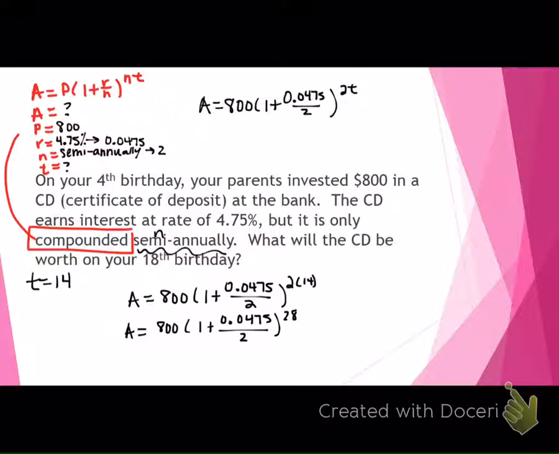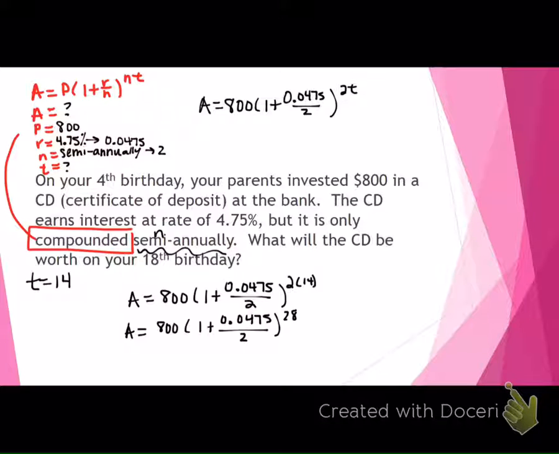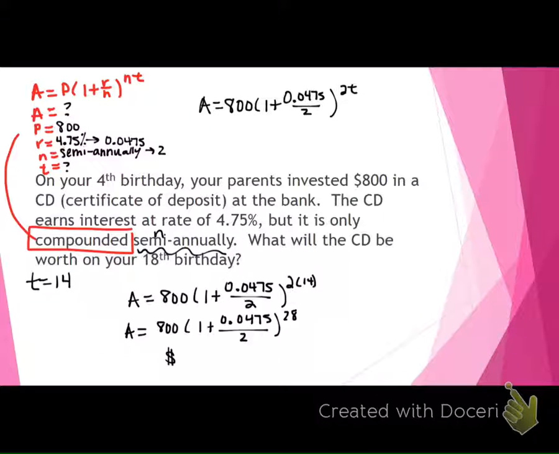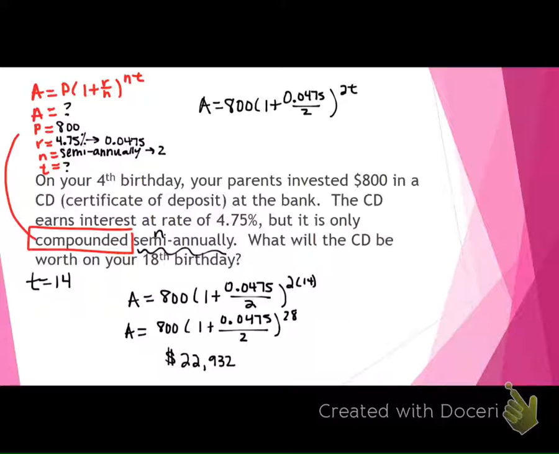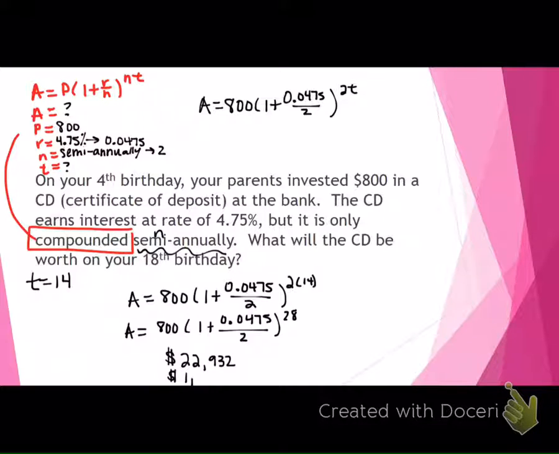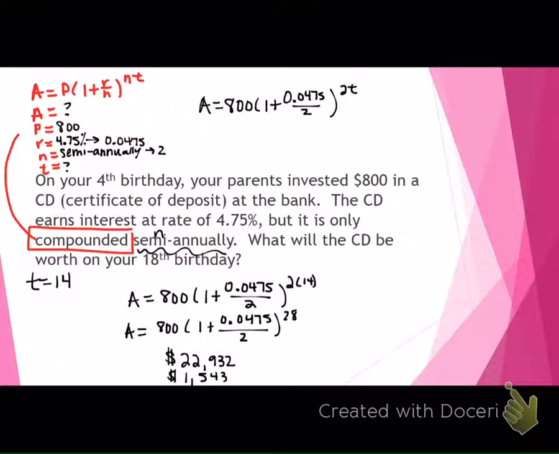How did I find 14? So it started on your 4th birthday, and this is happening until your 18th birthday, so that's 14 years after your 4th birthday. Okay, how much money is in that account? Riley. That's not what I got. I don't think that's right. I got 1,543. Who said that? Did other people get what Kaylee got?